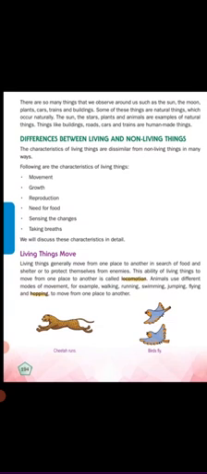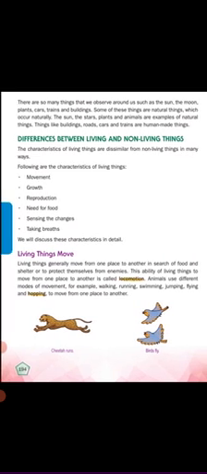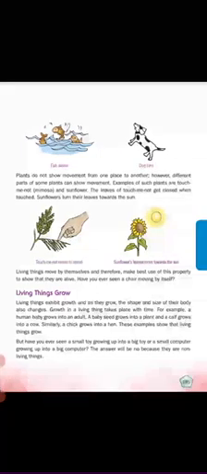So animals also move from one place to another place. For example, walking, running, swimming, jumping, flying and hopping. So what is hopping? When we play hopping on one leg, that is called hopping, in the sense of moving from one place to another.